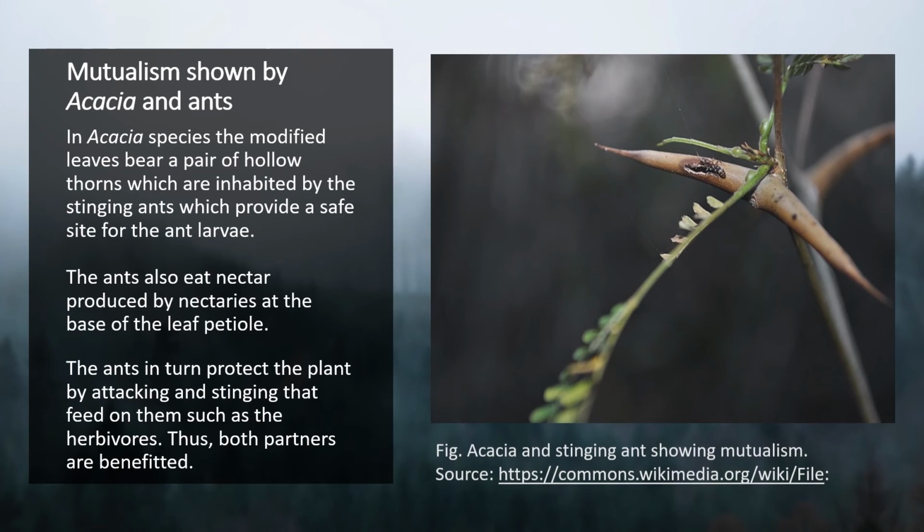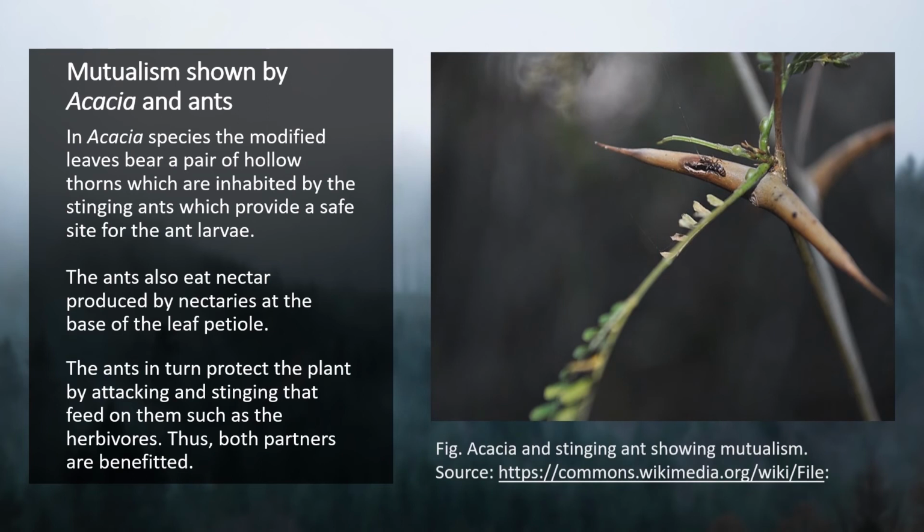In Acacia species, the modified leaves bear a pair of hollow thorns. You can see in the picture the hole on the thorn of the acacia, the modified leaf of acacia. The leaf has been modified into a thorn, and they bear a pair of hollow structures, and in this hollow thorn the stinging ants find shelter, or they inhabit this hollow region of the modified leaf. Now this provides a safe site for the larvae of the ants.